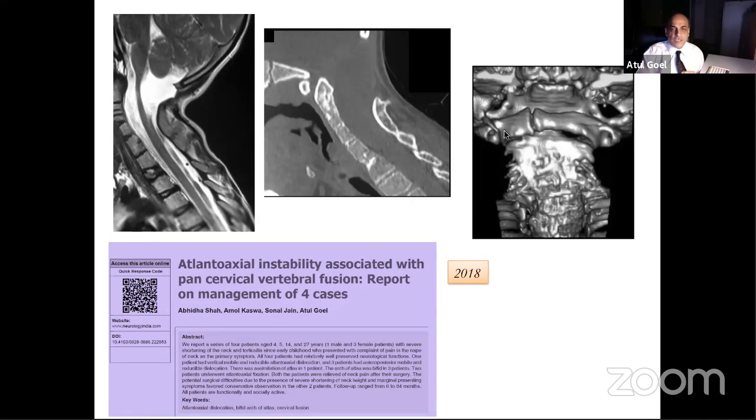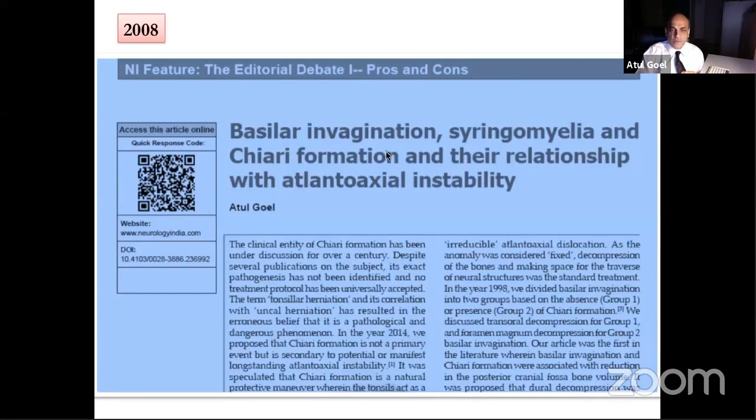Basilar invagination, syringomyelia, Chiari formation are not pathological or embryological dysgenesis, but they are divine plays when there is a phenomenon called atlantoaxial instability, which is a man-made phenomenon. If you are not taking care of the muscles of your back, if you are injuring your muscles, then there comes a phenomenon of atlantoaxial instability.